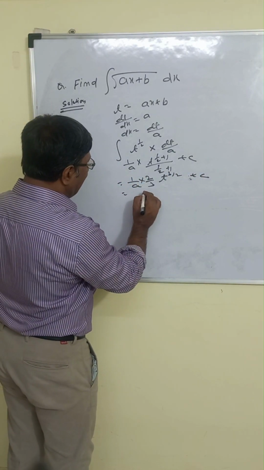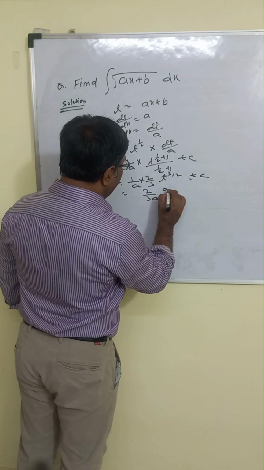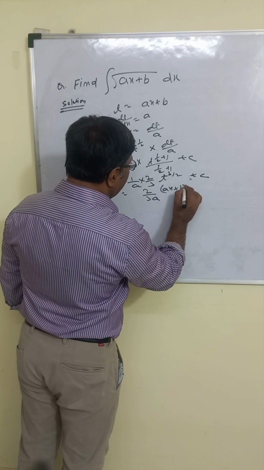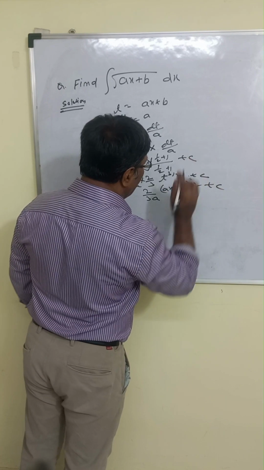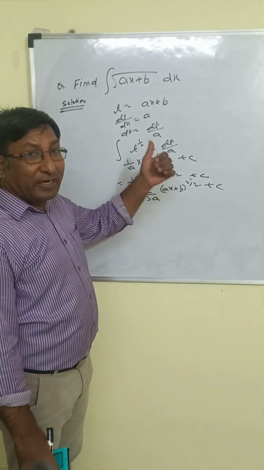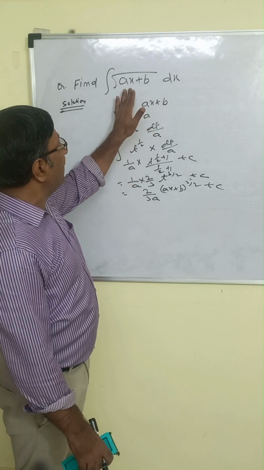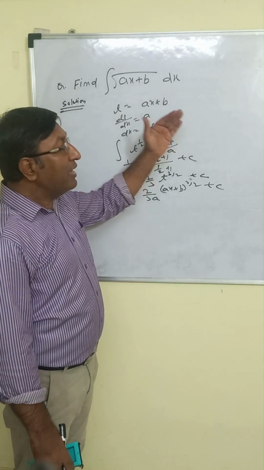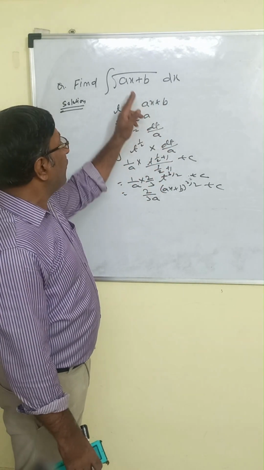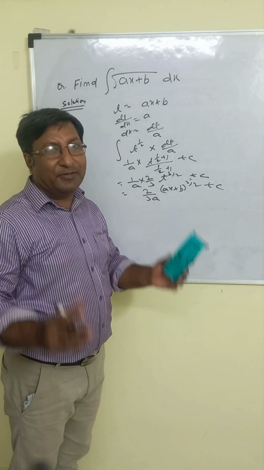So we can write 2 upon 3a, and t is ax plus b, and this power is 3 by 2, plus c. This is our right answer. We can solve this question directly also. ax plus b power half, so ax plus b power half plus 1, divided by half plus 1, and the coefficient of x is a. So divide by a, and you will get the same answer.